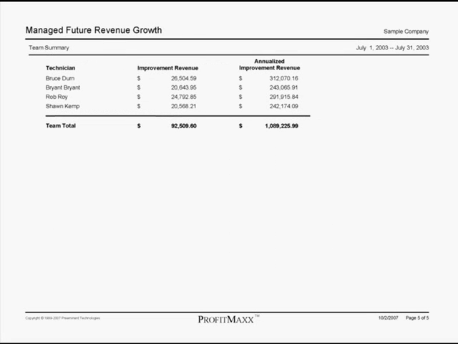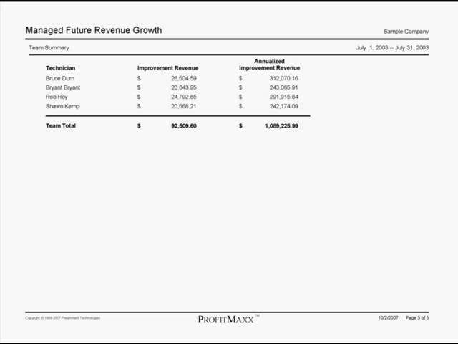Now, the team page displays each technician's name individually and their total managed improvement revenue from the reports that we just covered. It also shows our entire team's total managed improvement revenue combined. For our team, had we managed our technicians to our goals and expectations, we could have realized an additional revenue of $92,509. That's for this month. Over the course of a year, this total, get this, $1,089,225. This number may seem high, but it's very real.